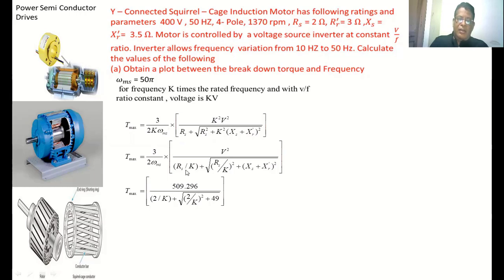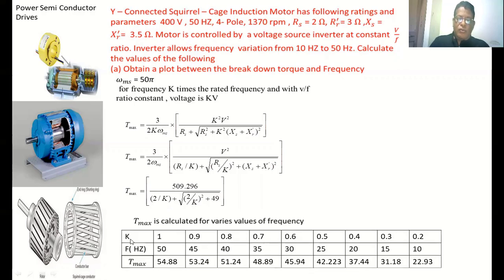In the same manner, all the values given in the numerical you have to substitute here. Finally, you are getting T maximum equal to 509.296 by 2 by K plus square root of 2 by K whole square plus 40. Now here we are changing the value of K. As the K is changing, we are going to calculate. You can change K from 0 to 1. So by changing the K value, how the frequency will be changing and how the maximum torque developed in the induction motor will be changing, that we are going to calculate.